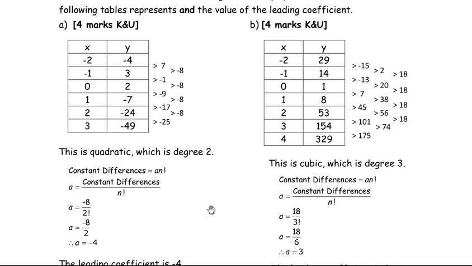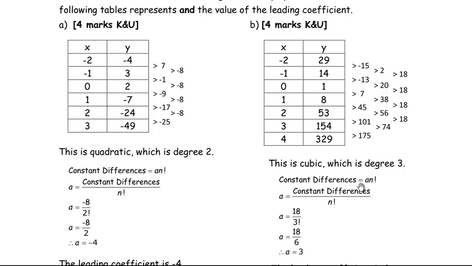For b, the second one, 29 to 14 is going down 15, 14 to 1 is going down 13, and you can keep on going, and the first differences are not the same, so it's not linear. -15 to -13 is going up 2, -13 to 7 is going up 20, 7 to 45 is going up 38, so second differences are not the same, so it's not quadratic. But from 2 to 20, it goes up 18, 20 to 38 goes up 18, 38 to 56 goes up 18. So the third differences are all 18, so it's cubic, which is degree 3.